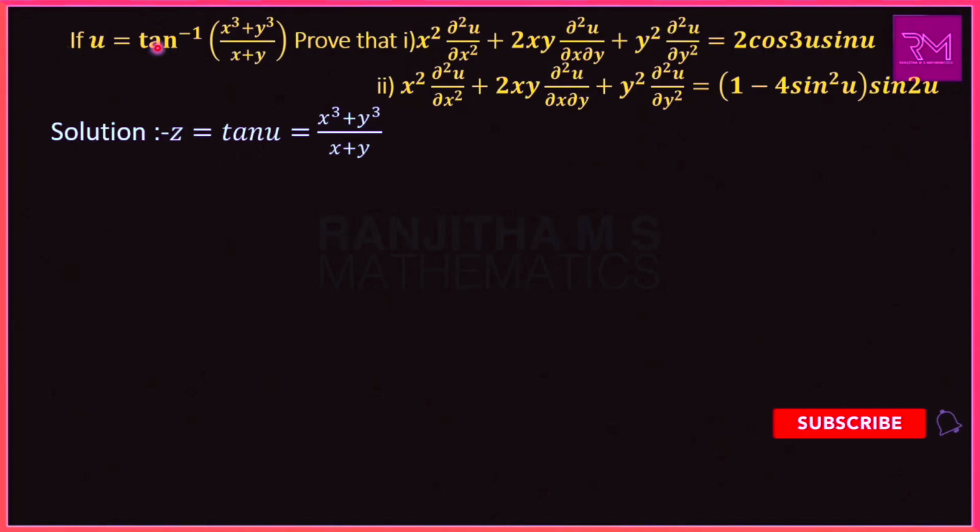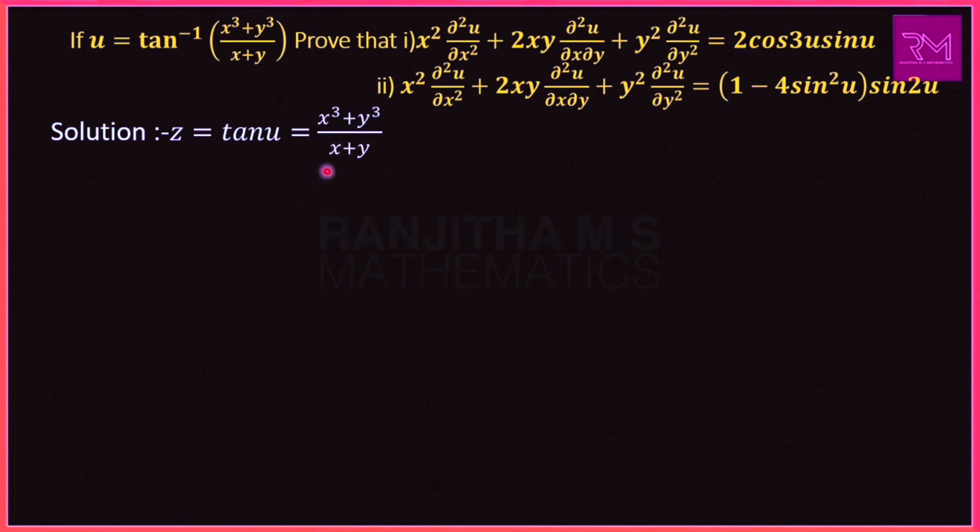Consider the given problem, that is u is equal to tan inverse of (x cube plus y cube) by (x plus y). As before, we consider this value as z. If we take tan inverse to the left hand side, tan u is equal to (x cube plus y cube) by (x plus y). First step, we have to reduce this to homogeneous function form.